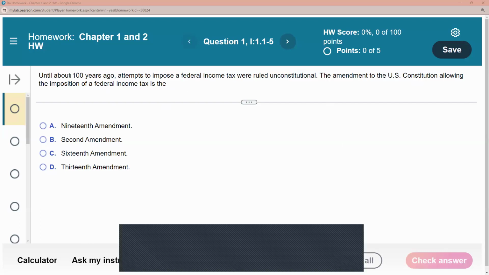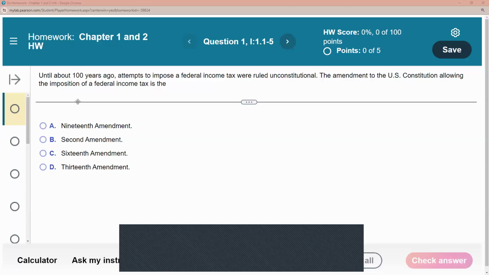So then we go back and we read the full problem. So it says, until about 100 years ago, attempts to impose a federal income tax were ruled unconstitutional. The amendment to the US Constitution allowing the imposition of a federal income tax is the blank. So as we know, federal income taxes have a significant impact on businesses, investors, as well as personal decisions that persons make in the United States of America.